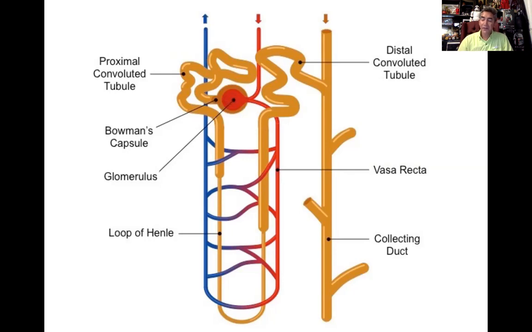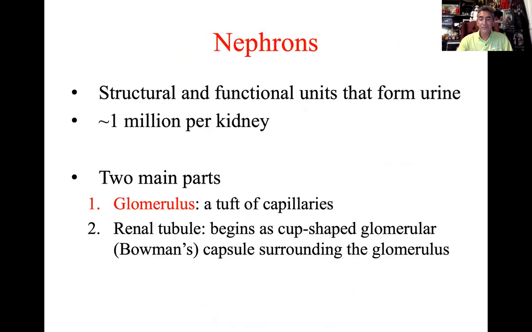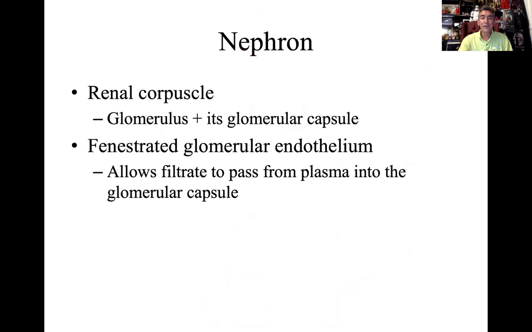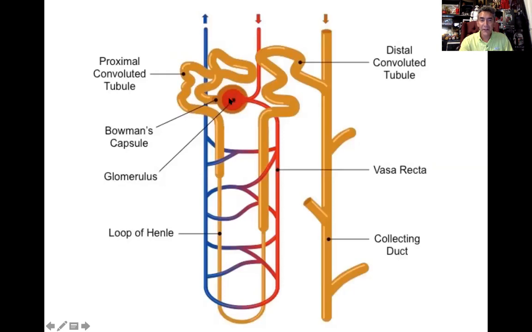So we have then the idea of the nephron. We have, again, the glomerulus, the Bowman's capsule, glomerular capsule, proximal convoluted tubule, loop of Henle, distal convoluted tubule, and the collecting duct. So all of that being one nephron there. So the nephron is the glomerulus plus its associated glomerular capsule. So the glomerulus in red and its associated glomerular capsule.